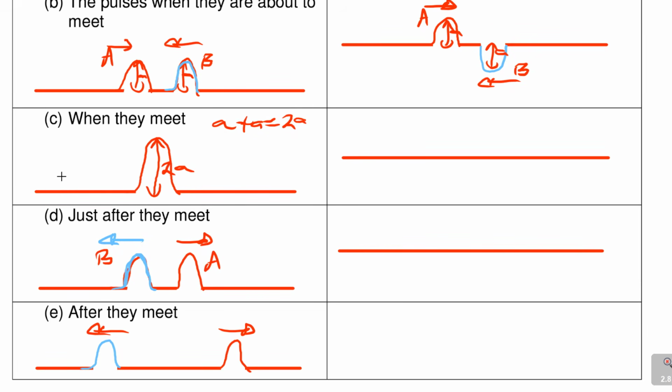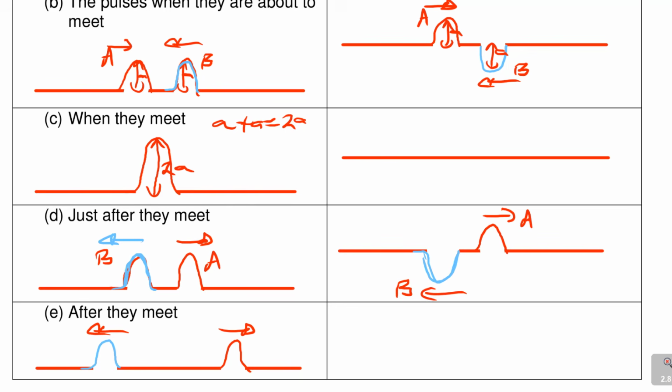And then you're going to have just after they meet. So this is what is going to happen just after they meet. You're having them here and here very close to each other. And don't forget now, where is B now? B is on the other side. See that? Because they just met. And where is your A? A just passed to the other side. So this is your A and this is my B.